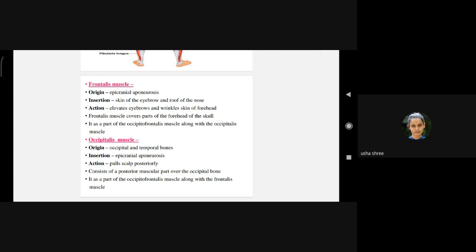Okay, ma'am. So now we are going to discuss the frontalis muscle. The origin is the epicranial aponeurosis. It's not very important, so go through this. If you can remember all this, then very good. If you can't, then leave it. So the origin of the frontalis muscle is the epicranial aponeurosis, and the insertion is the skin of the eyebrow and the roof of the nose.